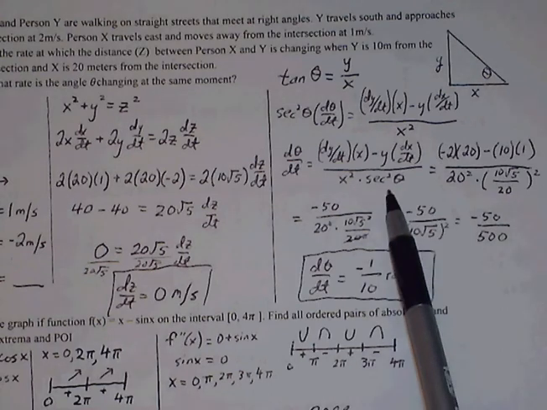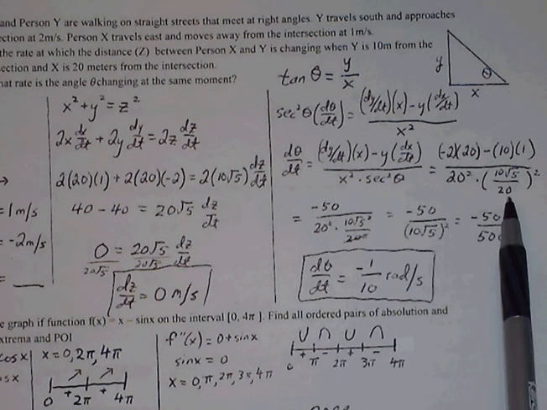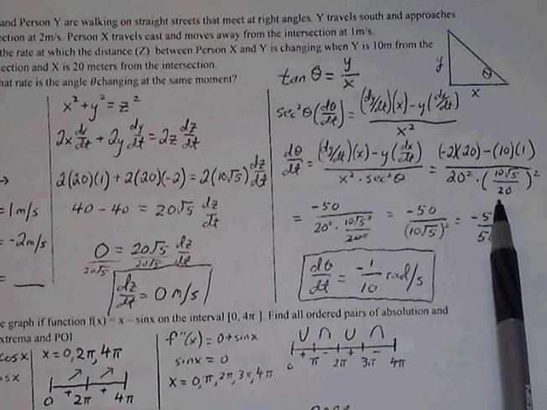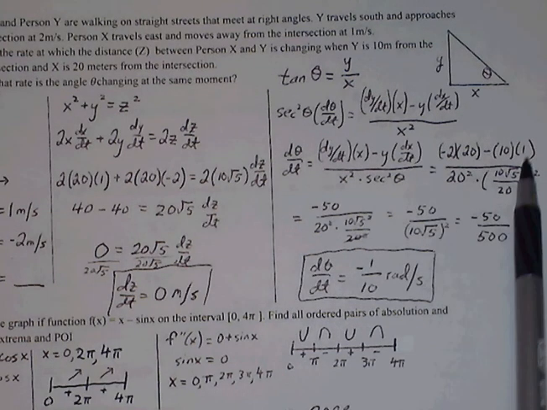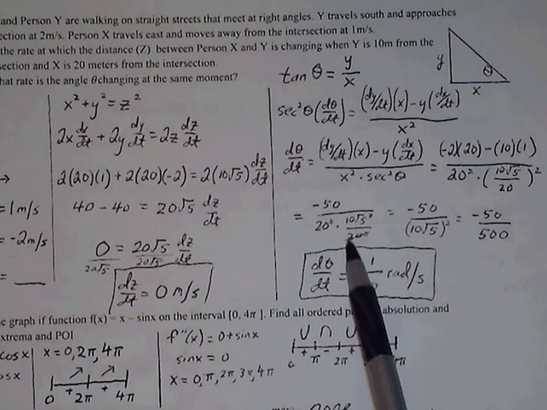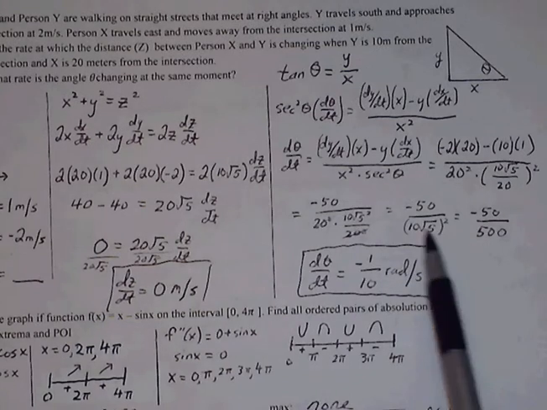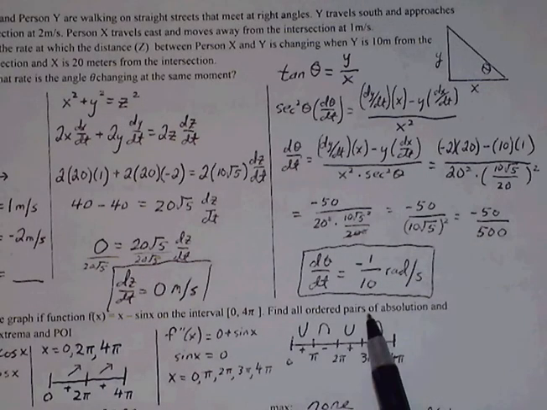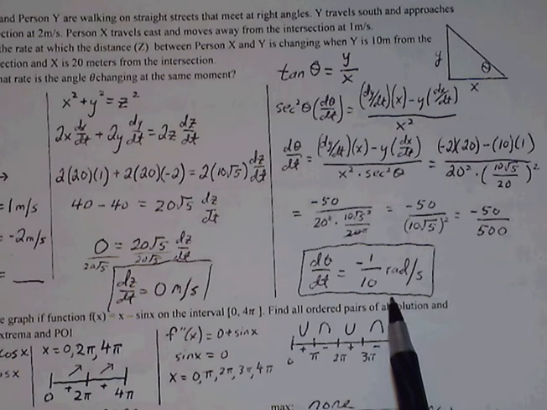We know that secant theta is simply going to be hypotenuse over adjacent. So it'll be 10 root 5, which is the z value, divided by the x value, which is 20. Okay. And then we plug everything else in. Square both of these, cancel out, and we're left with negative 50 over 10 root 5 squared, which is negative 50 over 500, which will simply be negative 1/10 radians per second.